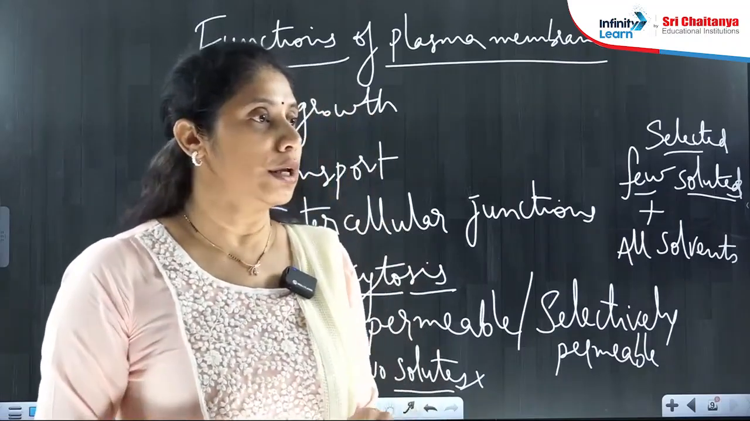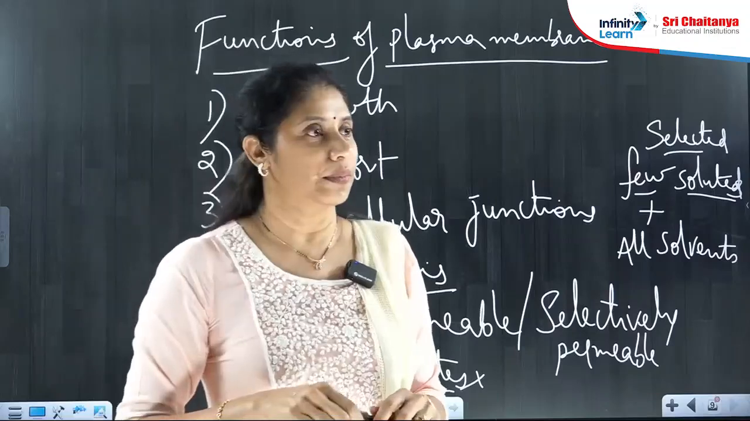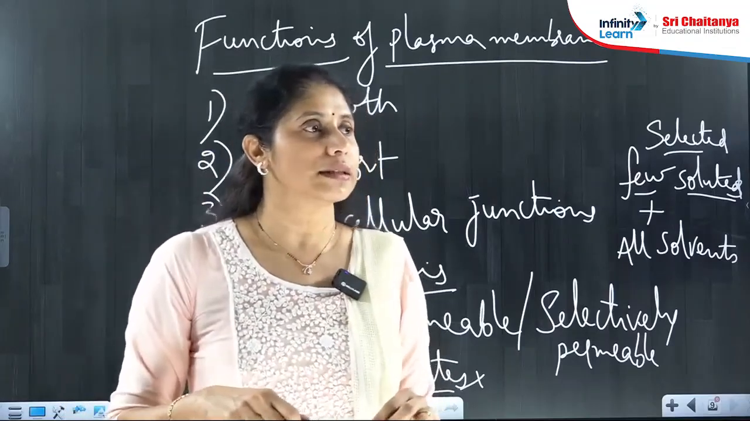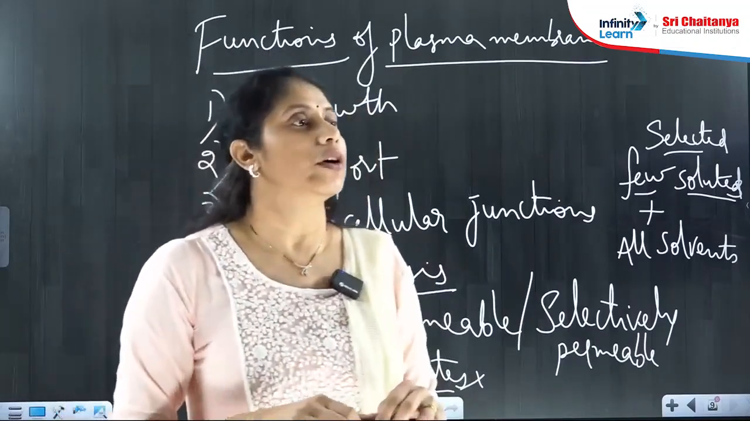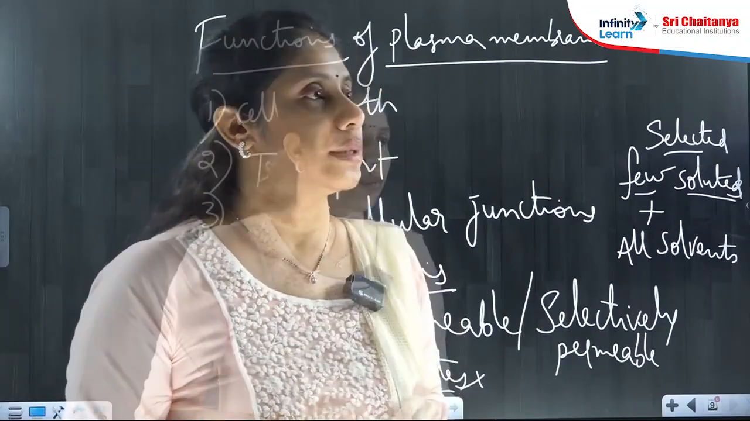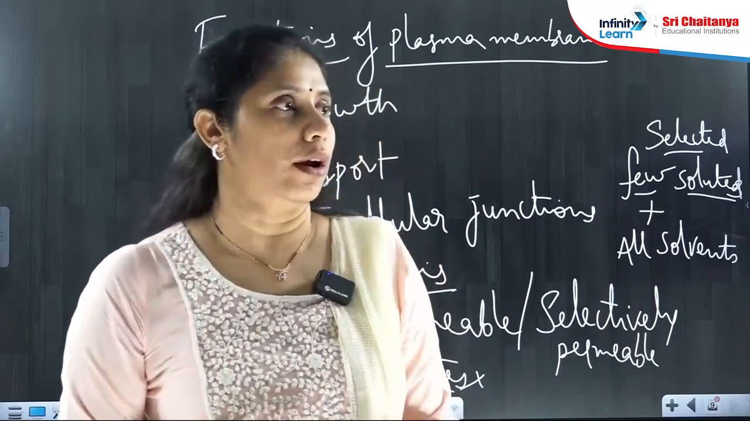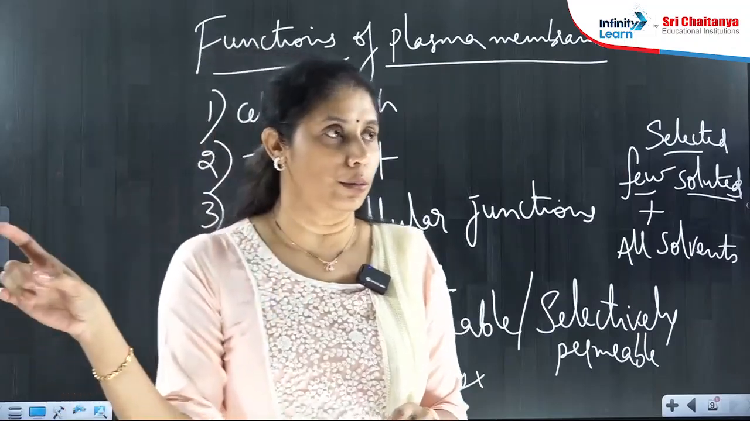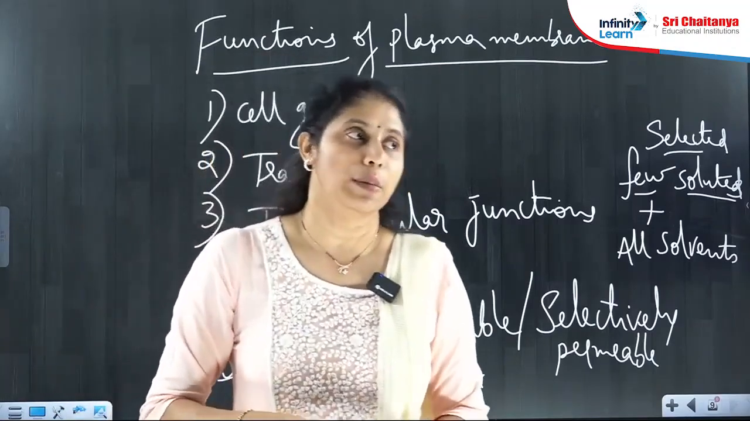So will you be telling me the answer for one small question? What is the outermost limiting membrane in animal cells? Cell wall or plasma membrane? Very good, cell membrane. If it is a plant cell, is it plasma membrane or cell wall? Cell wall. Very good. In the plant cell, the cell wall is the outermost layer. In the animal cell, very good, cell membrane.